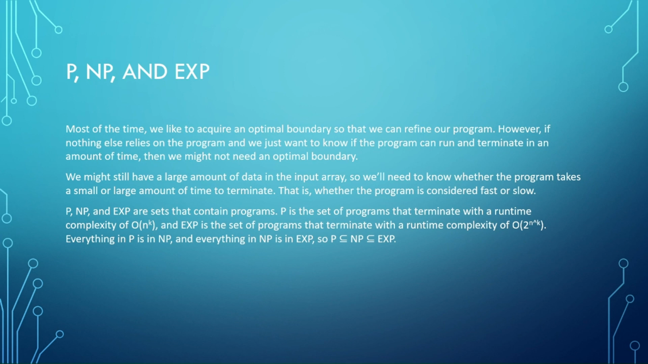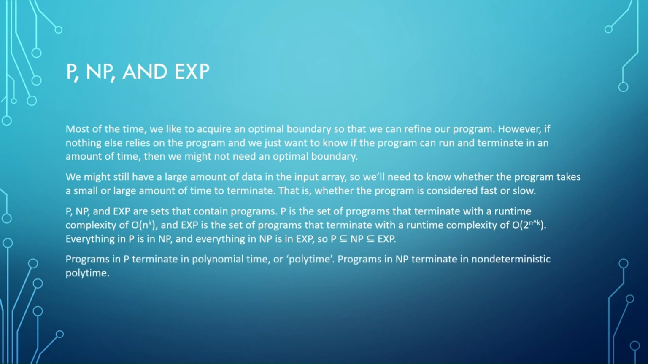I'm not gonna bring up the £1,000,000 question. So programs in P terminate in polynomial time or polytime. Programs in NP terminate in non-deterministic polytime. NP probably belongs in a different lecture, possibly in Turing machines or P and NP lectures.